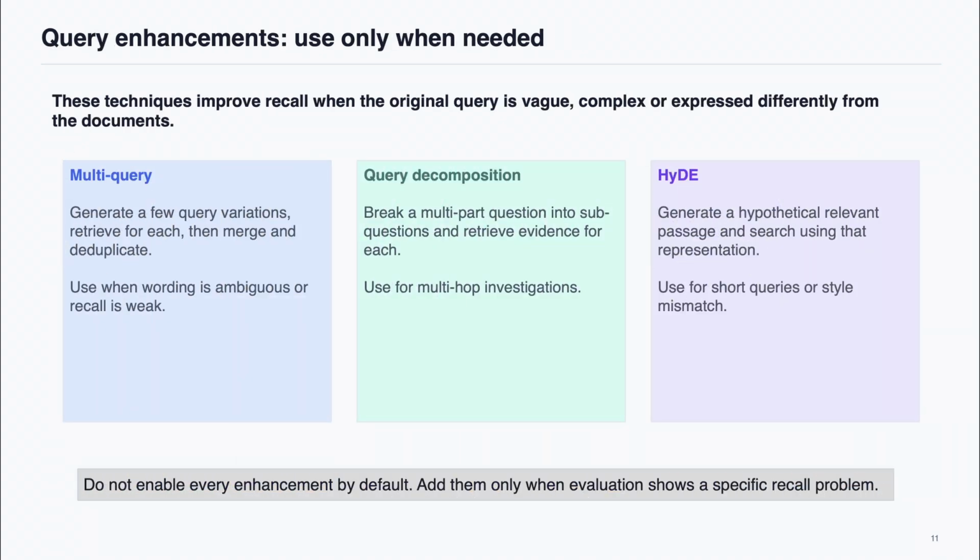Query enhancements are useful when the original query is vague, incomplete, or complex. Multi-query creates a small number of alternative phrasings, retrieves for each one, then merges and deduplicates the results. Query decomposition breaks a multi-part question into smaller questions and retrieves evidence for each part. HyDE creates a hypothetical relevant passage and searches for documents with a similar representation. Each technique can improve recall, but each also adds cost and possible noise. Use them to solve a measured retrieval problem, not simply because they are available.